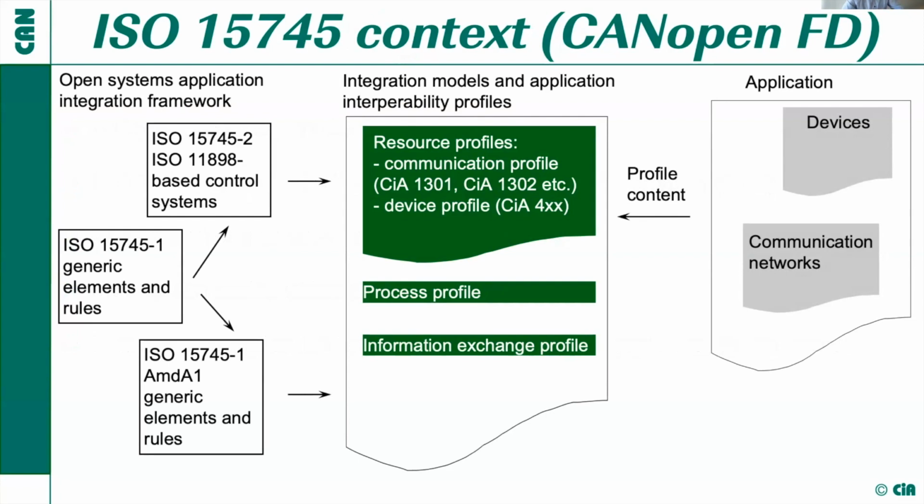We have on one side generic rules and regulations. On the other hand, there are specific parts which address very specific systems, such as fieldbus. As you can see, Part 2 addresses CAN-based control systems. That is why I've shown this in the diagram. This is important.